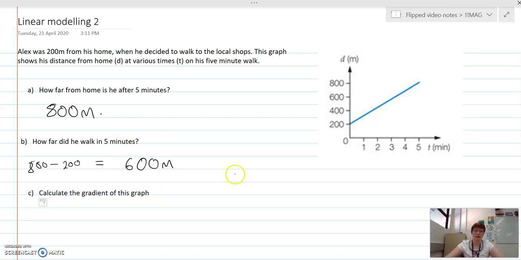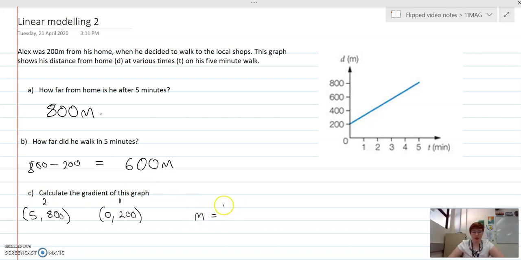Part C then asks us to calculate the gradient of the graph. Now, we know 2 points on it because we worked out that after 5 minutes, he's 800 meters away from home. So that's obviously going to be 1 point that we could use. It'll be 5, 800. And the other point we can use is our y-intercept. So there we know that's 0, 200. So we'll call this one point 2 and this one point 1.